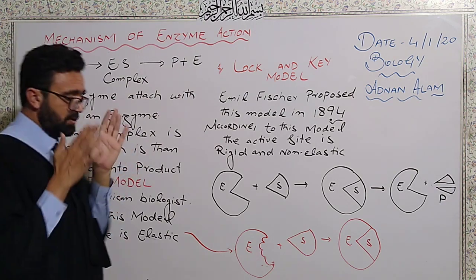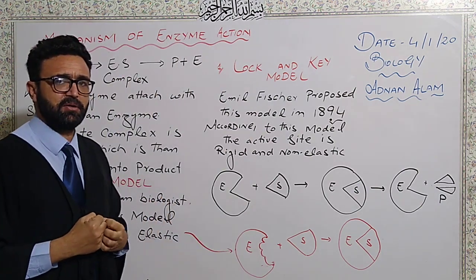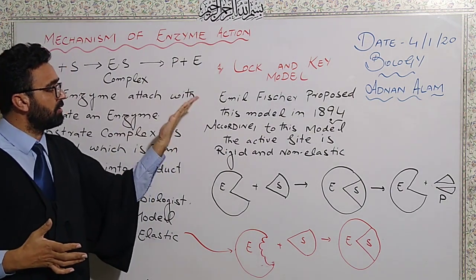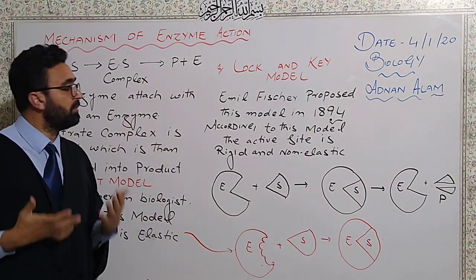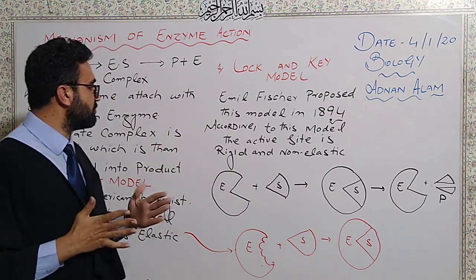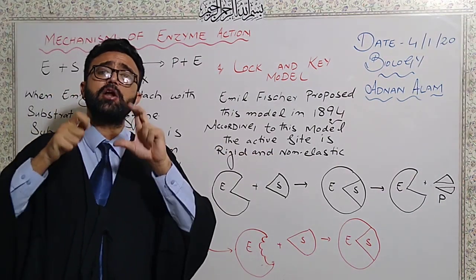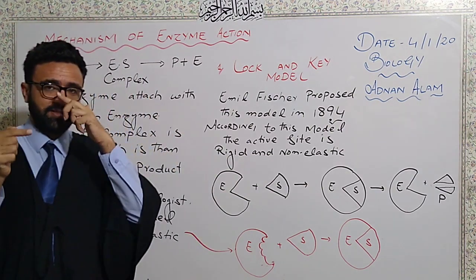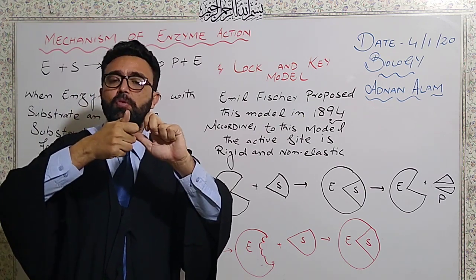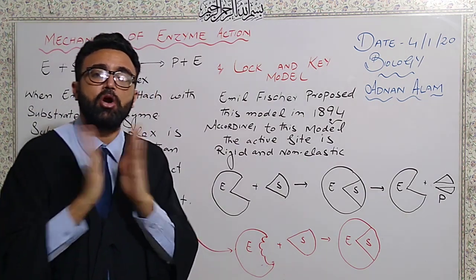Dear students, there are two models which explain the mechanism of enzymatic activity. One is the very old model, the lock and key model. Emil Fischer proposed this model in 1894. According to this model, the active site is rigid and non-elastic, just like a key and lock. If you put the right key in, the lock gets open. But if you put the wrong key, the lock will not open.